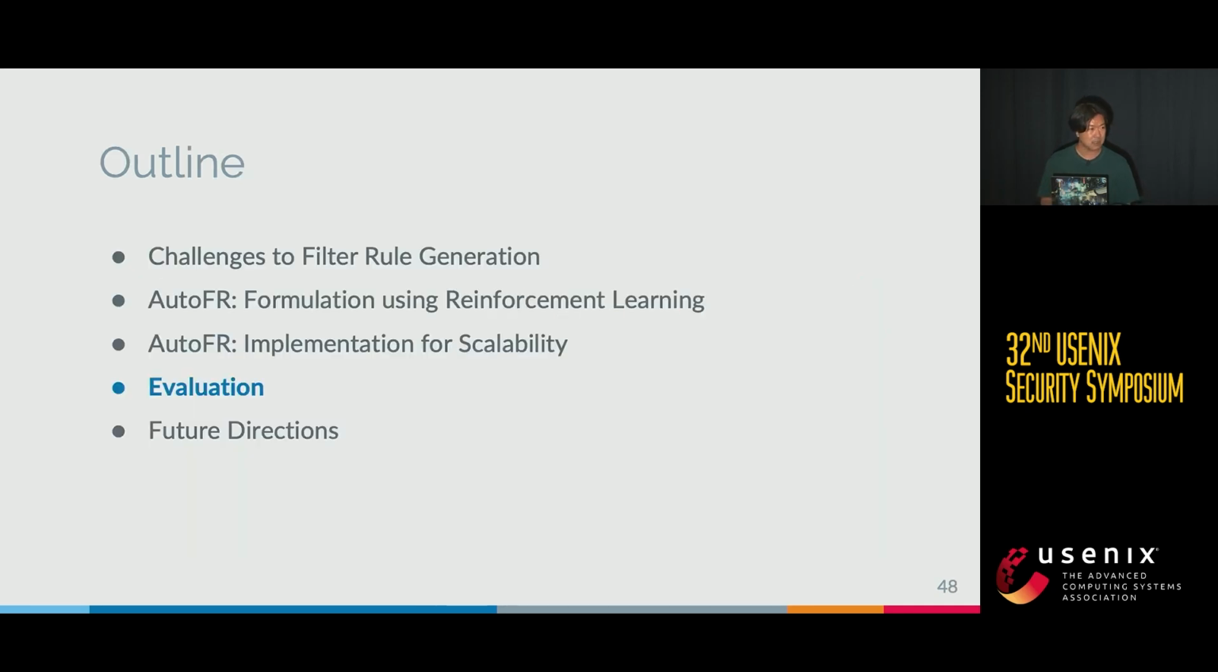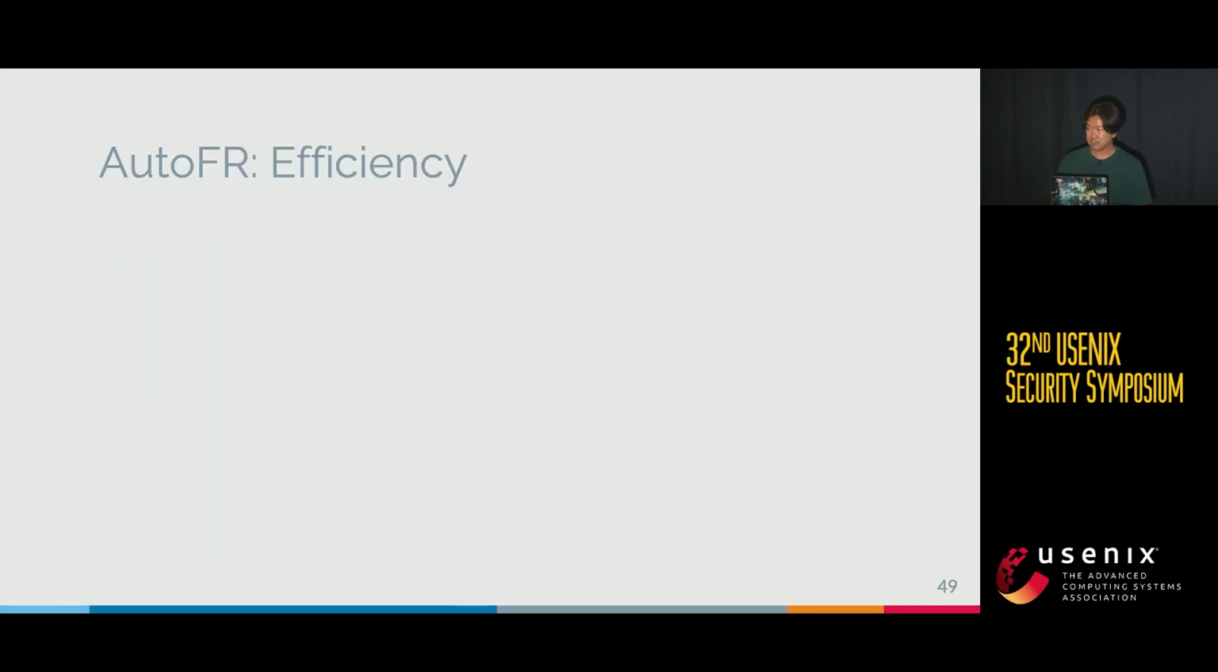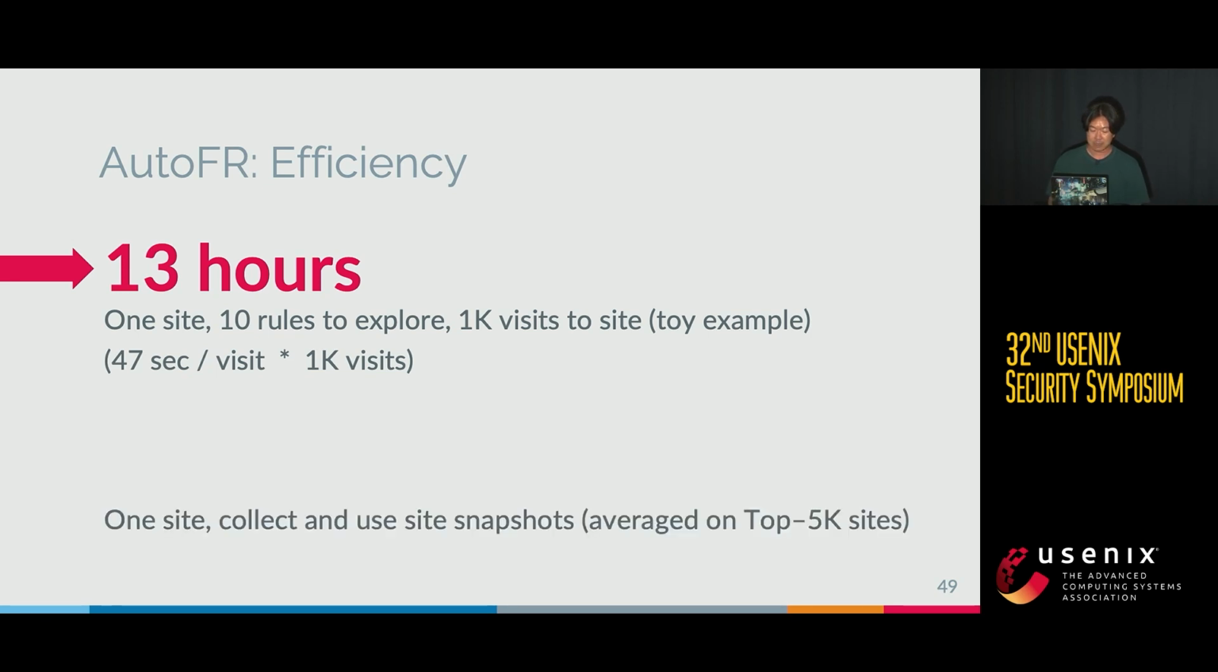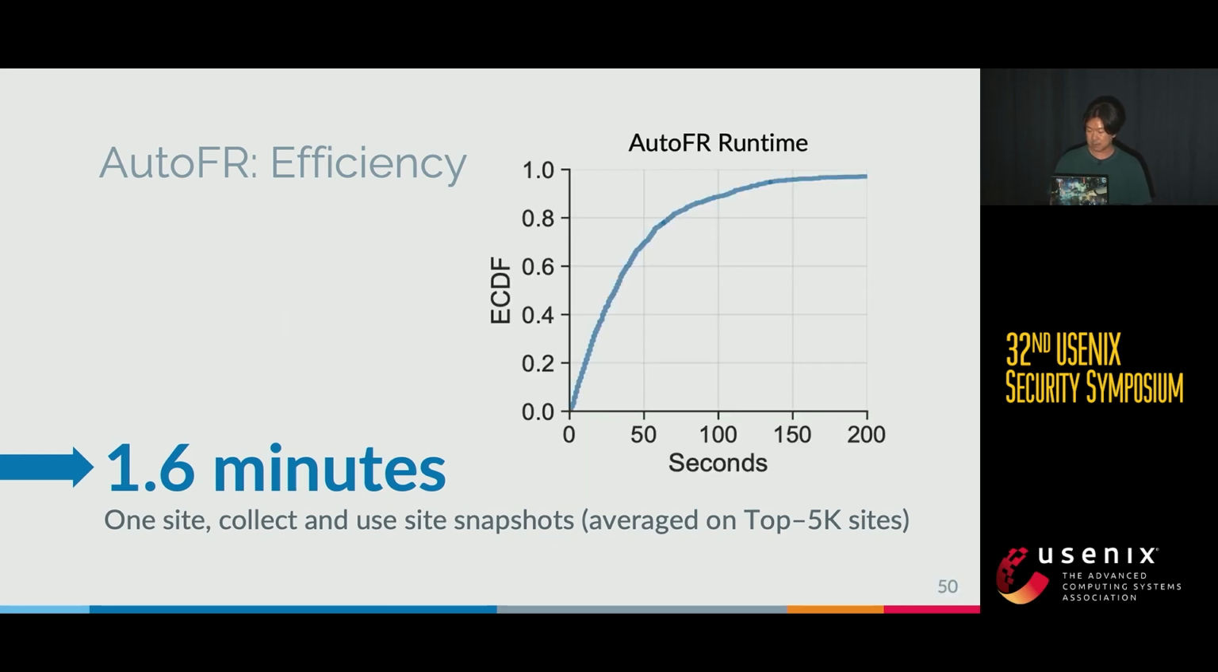Next, let's discuss our evaluation. For efficiency, if we take a toy example of one site with only 10 rules to explore and we have to visit the site 1,000 times, we estimate that this would take around 13 hours. When we employ AutoFR on the top 5,000 sites in the wild, we find that AutoFR has an average efficiency of 1.6 minutes. In fact, if we looked at all the runtime of the sites, we find that 80% of sites takes a minute or less.